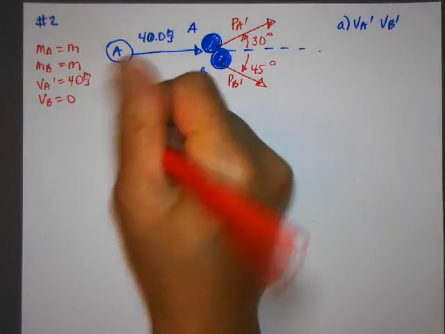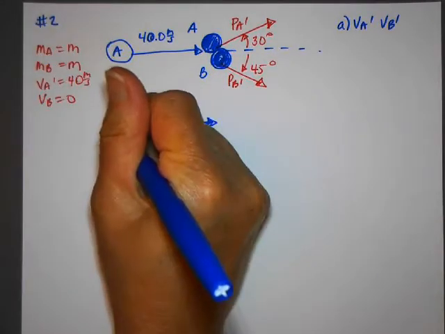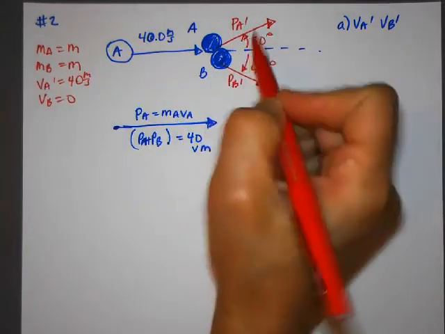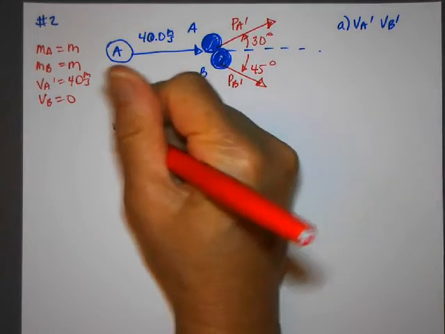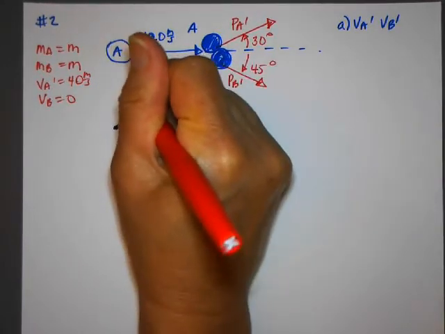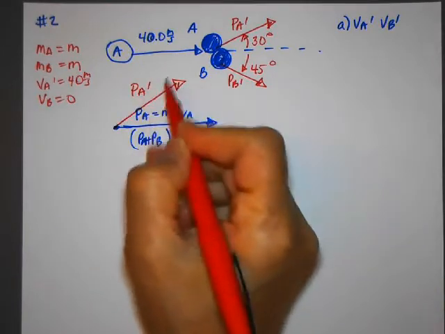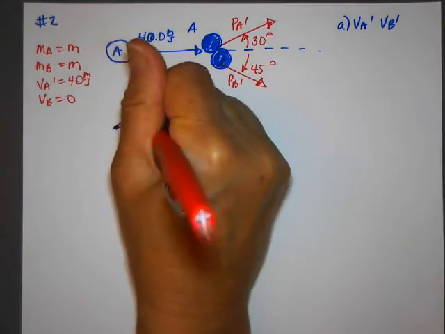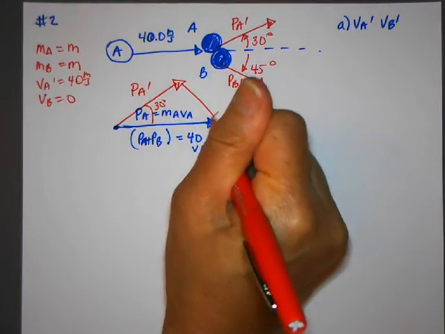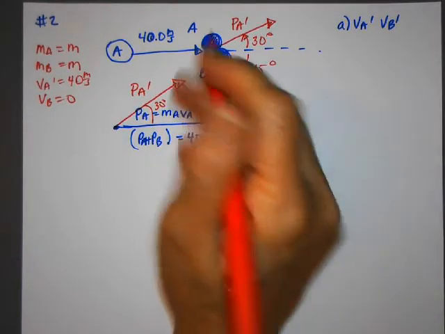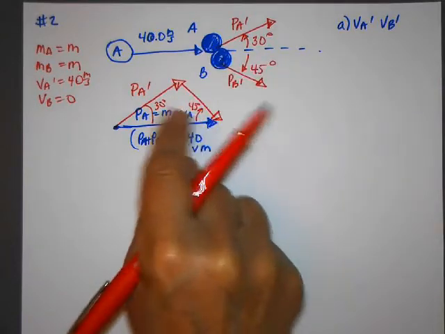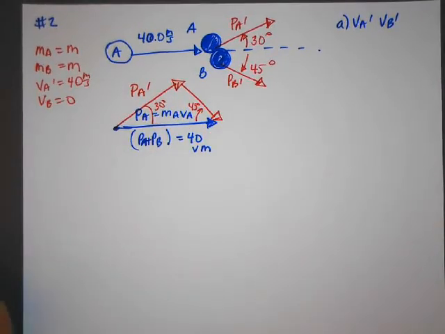Then let's say this is where I start, and this is where I end. PA prime is at 30 degrees, so I'm going to go like this. This is PA prime. From the head of that vector, I put the tail of the other. So this is 45 degrees. This is 30, this is 45.